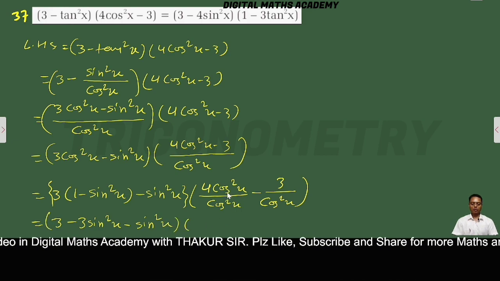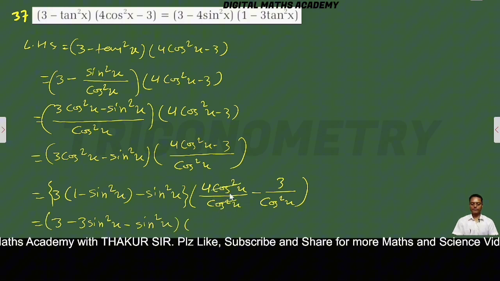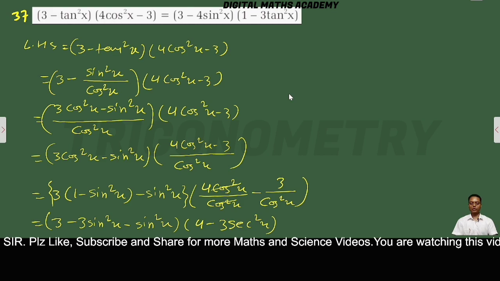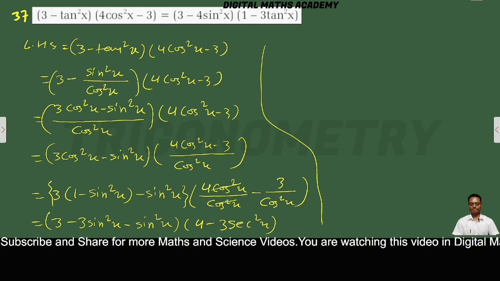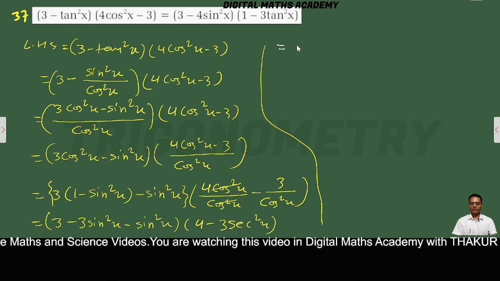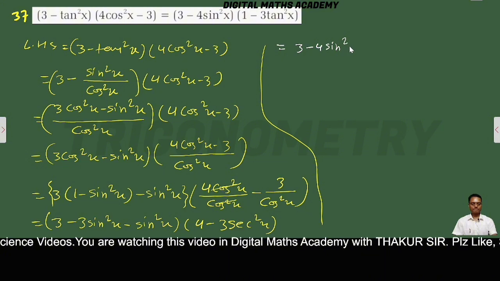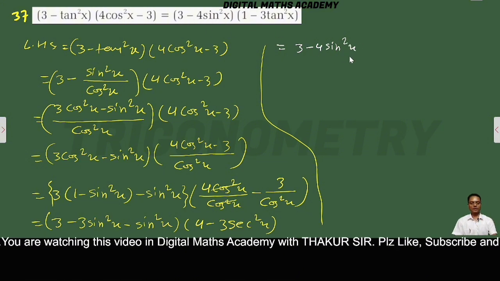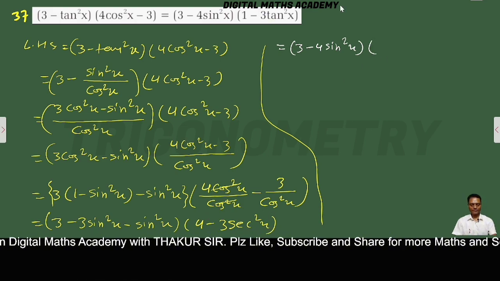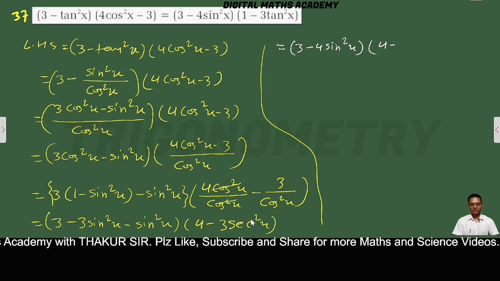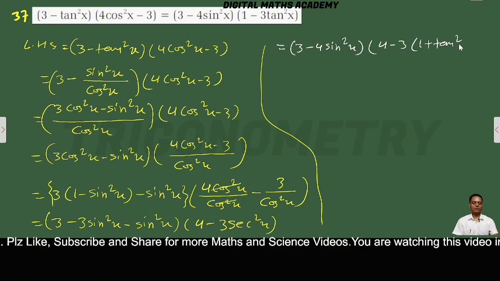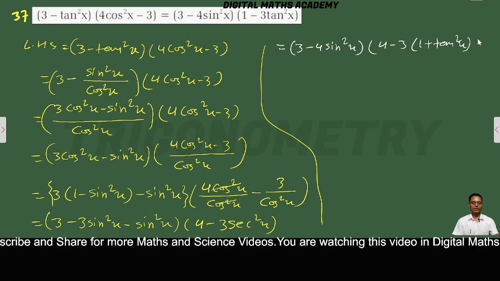Then you have here cos square x, you can cut. So we have here 4 minus 3 sec square x, right? Because 1 by cos square means sec square, so we can do as it is. Now just simplifications, we have here 3 minus 4 sin square x. So first factor of the right hand side we got. Now secondly we have here 4 minus 3 sec square x, but we have tan square, so we are going to change sec square into tan square. That is 3 times (1 plus tan square x) we write, because sec square equals 1 plus tan square.